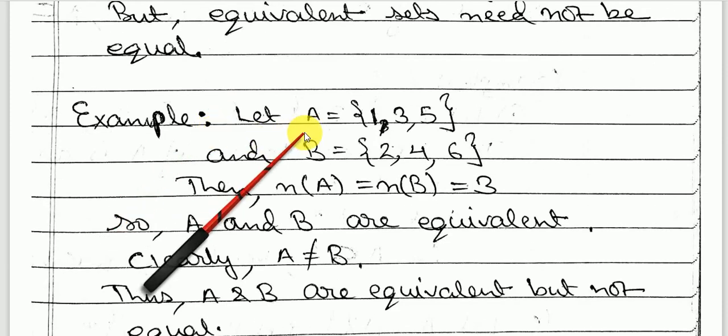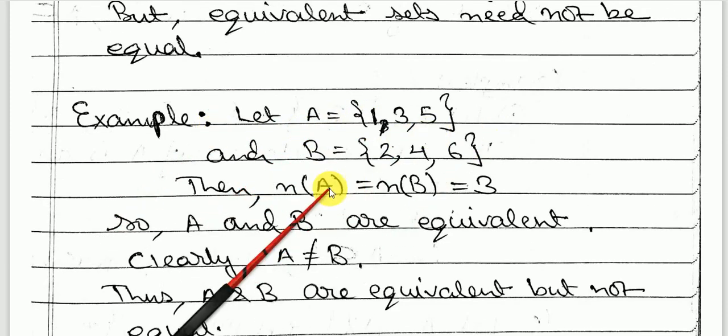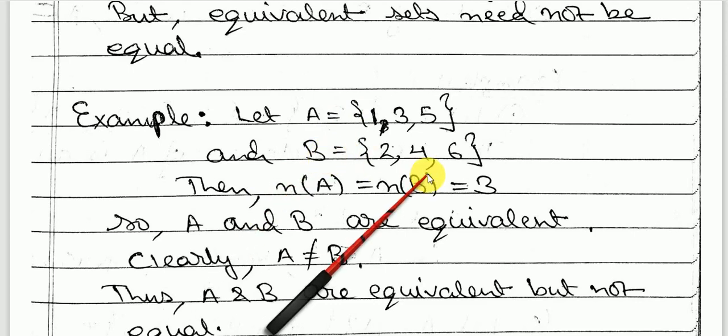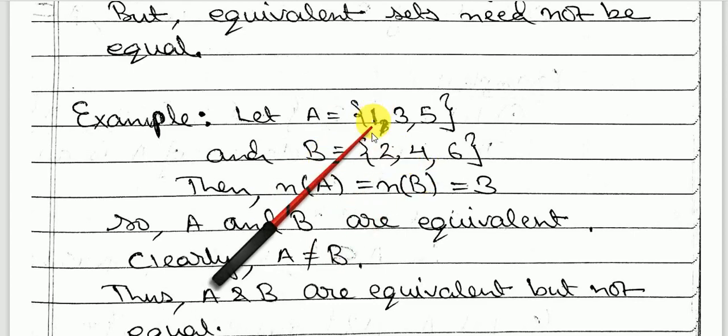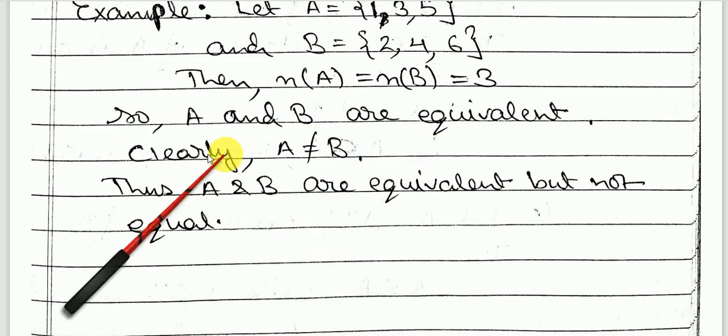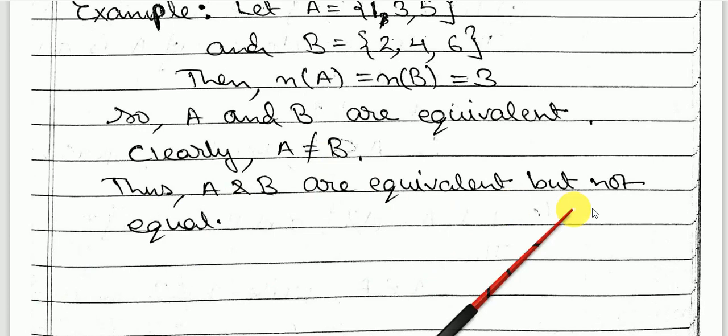For example, here set A is 1, 3, 5 and set B is 2, 4, 6. These two sets are equivalent because set A has 3 elements, set B has 3 elements, but they are not equal. So A and B are equivalent. Clearly A is not equal to B, thus A and B are equivalent but not equal.